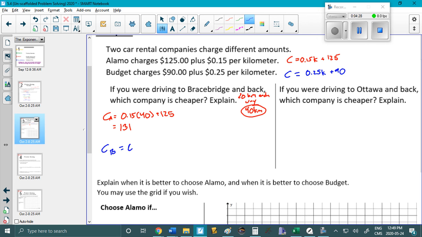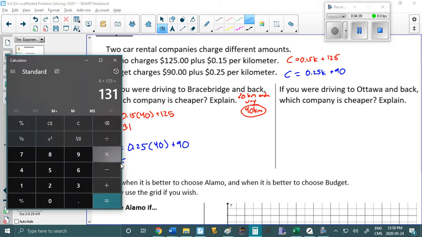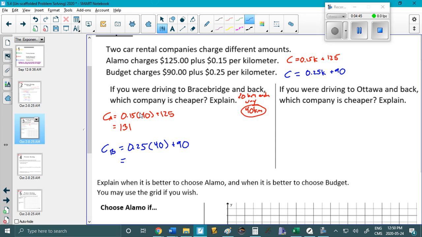The cost of Budget is 25 cents per kilometer, so that's a lot more per kilometer. So they charge more per kilometer, but less, 90 to start instead of 125. So let's see how that works out. 10 plus 90 is 100. Okay. So even though they charge more per kilometer, it actually works out being cheaper. And that's because we're not going a super long distance.